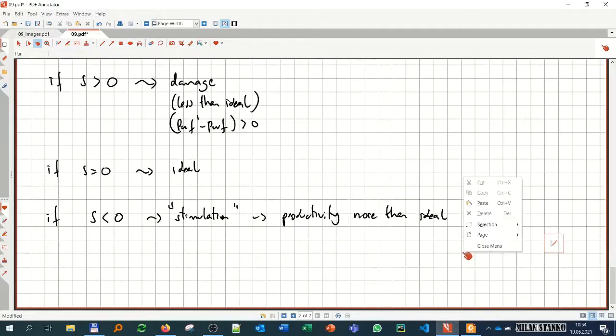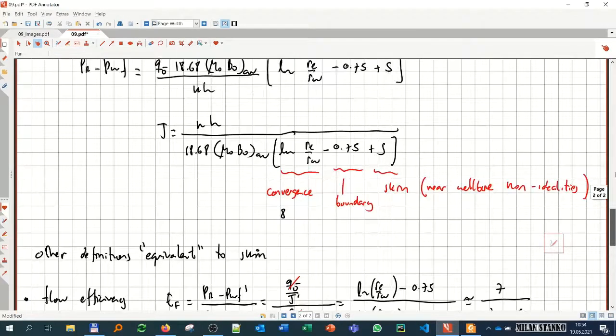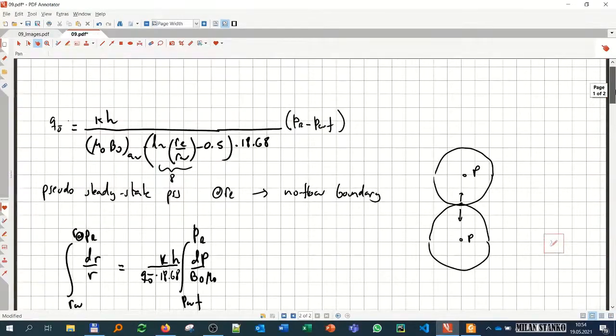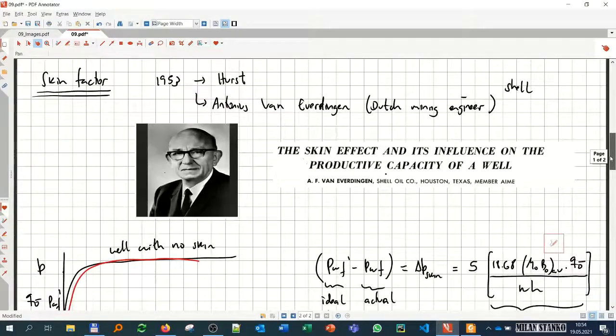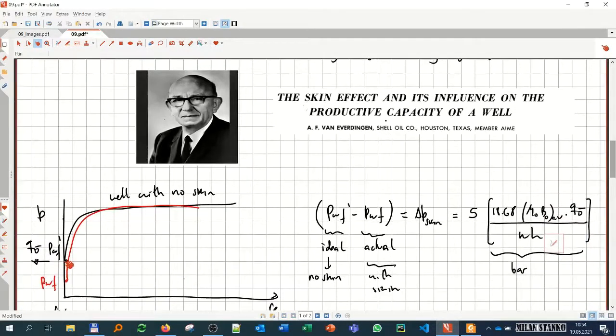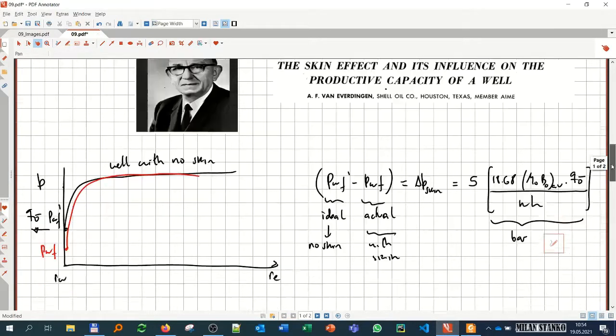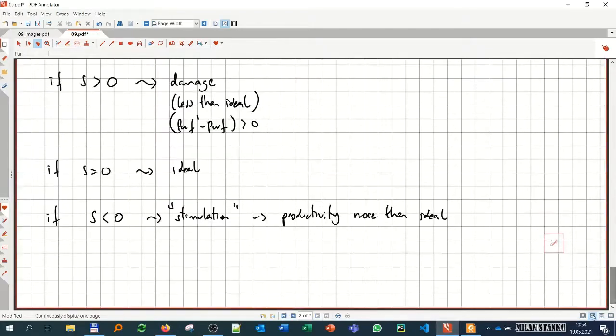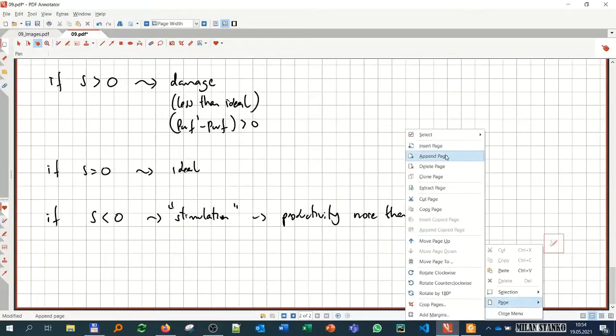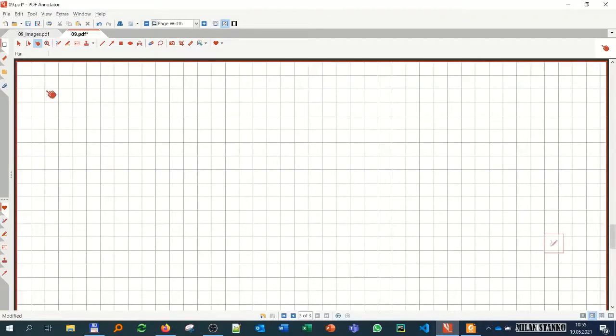So what else do we need? So far we have looked into pseudo steady state, and we have looked into the skin factor to take into account that it is not ideal. We might get a pressure drop due to some things. So what else can we include in the skin? There is also the drainage area shape.